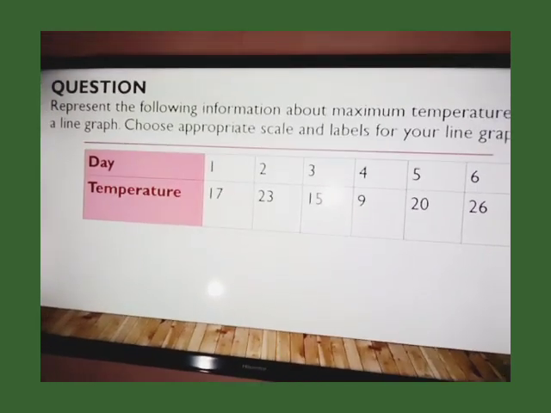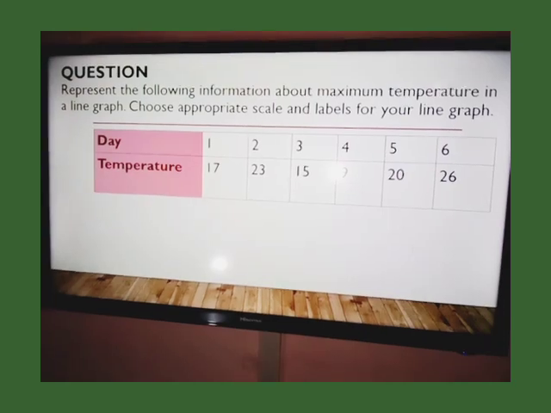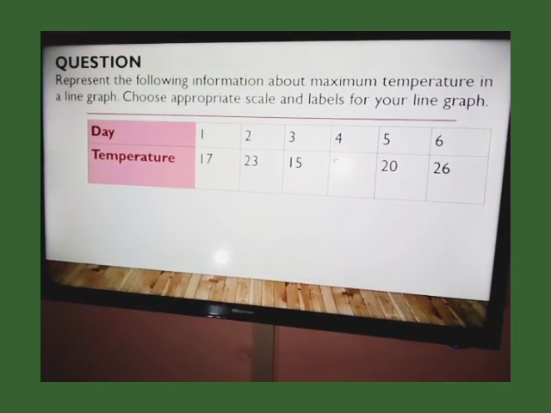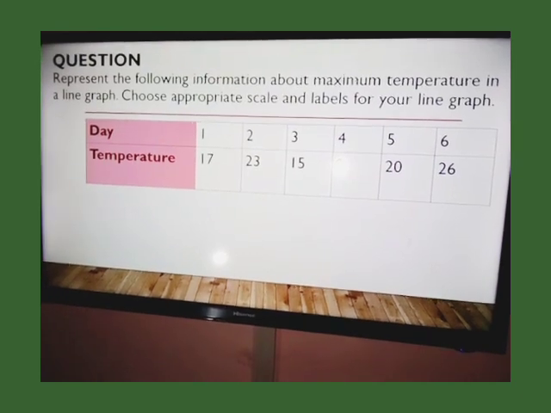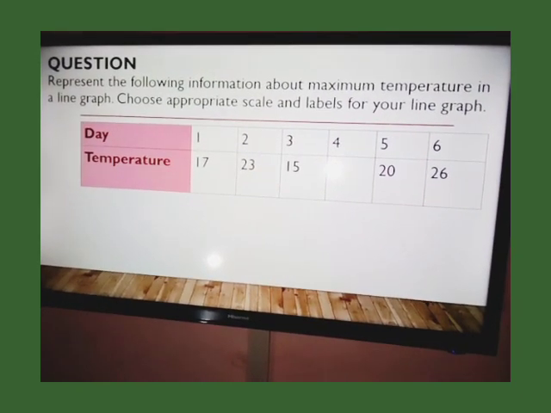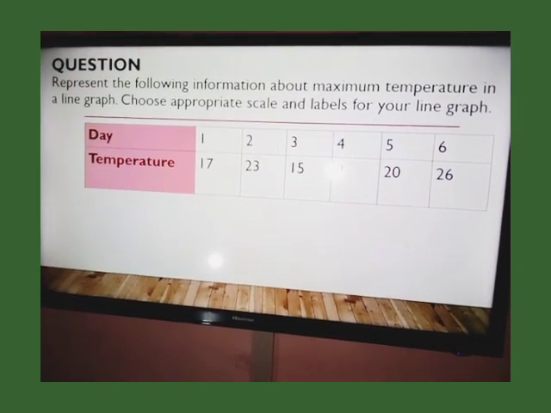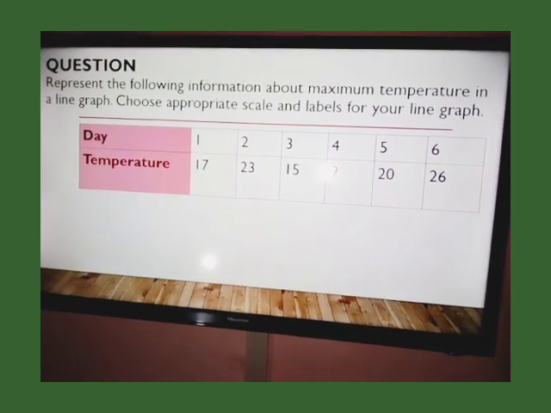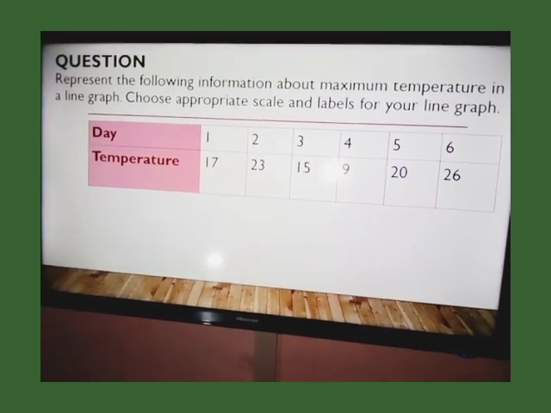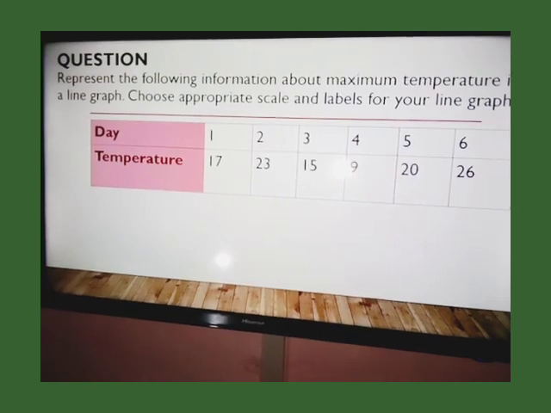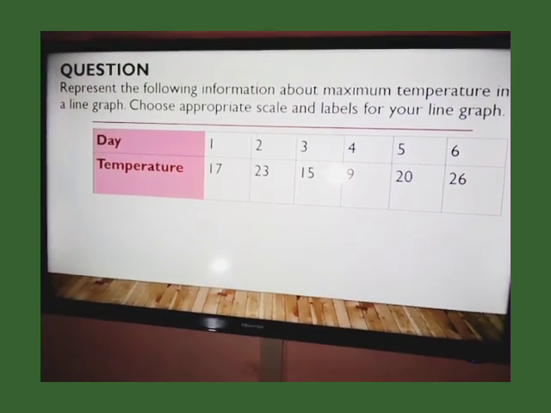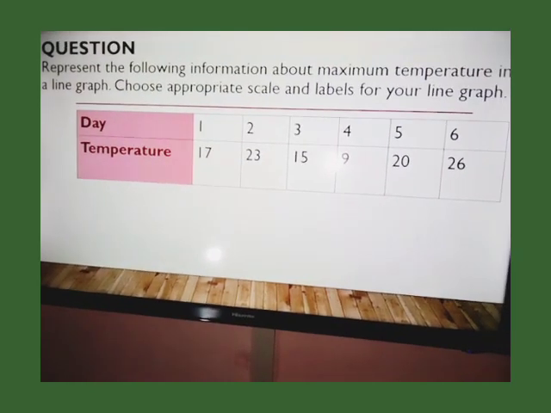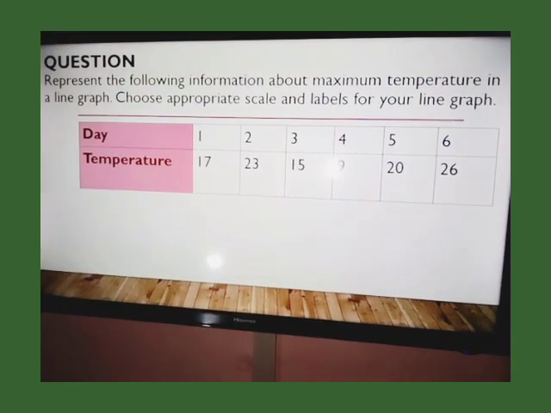So the question: represent the following information about maximum temperature in a line graph. Choose appropriate scale and labels for your line graph. Remember, focus on the information you have been given as well as the features that we discussed earlier on.